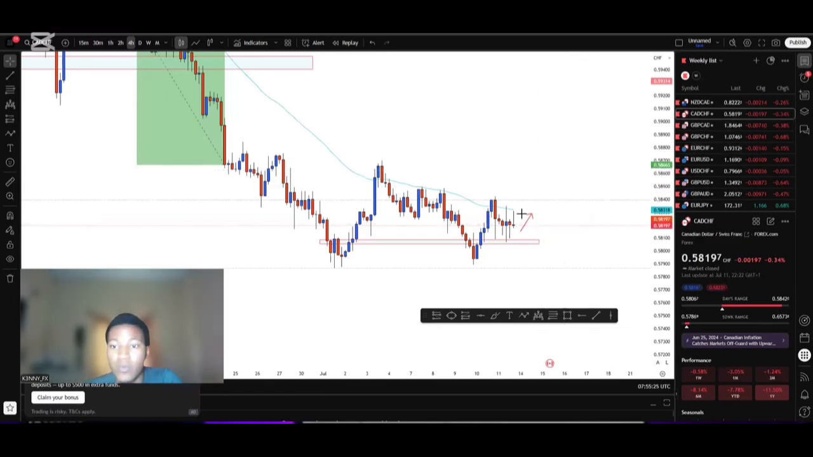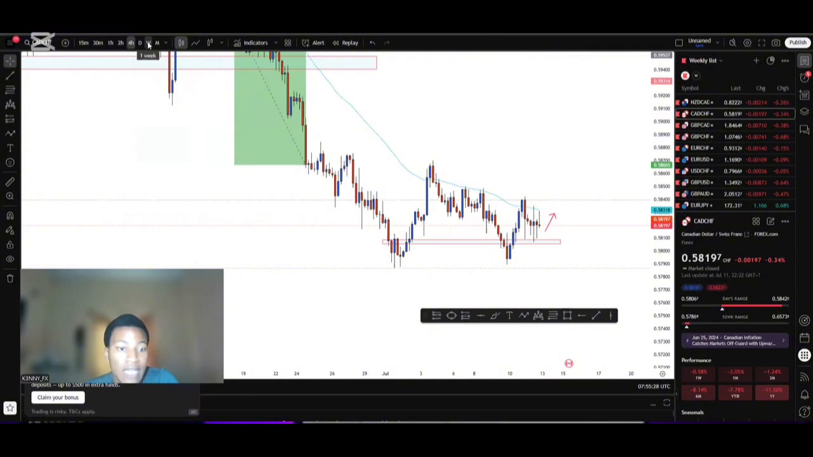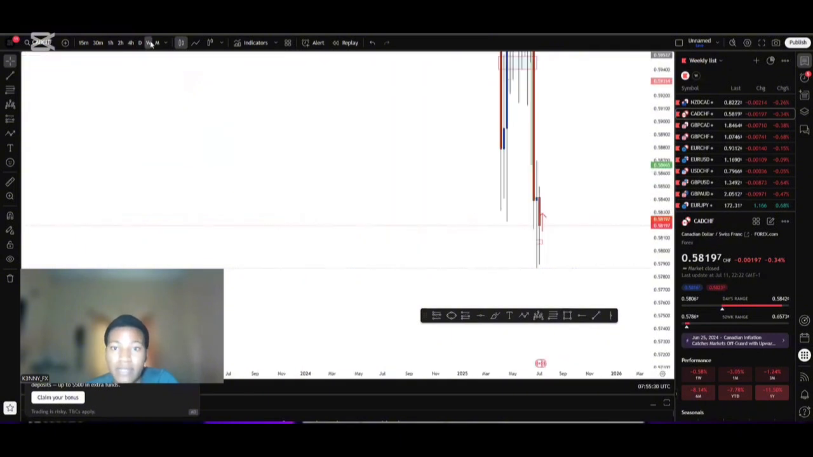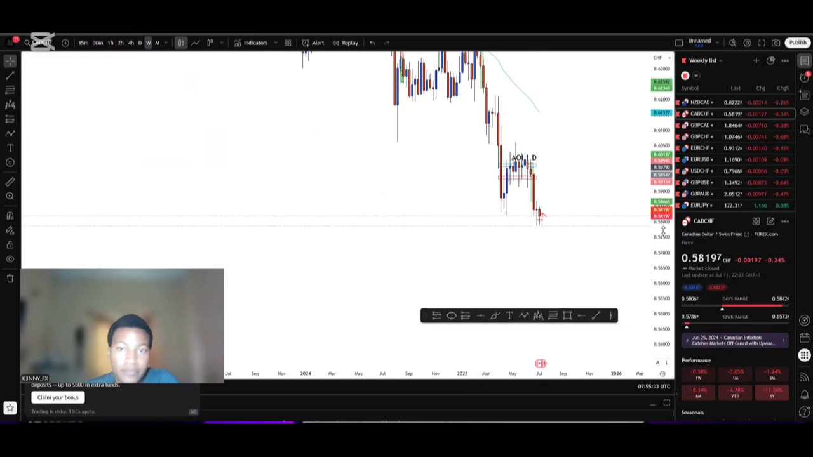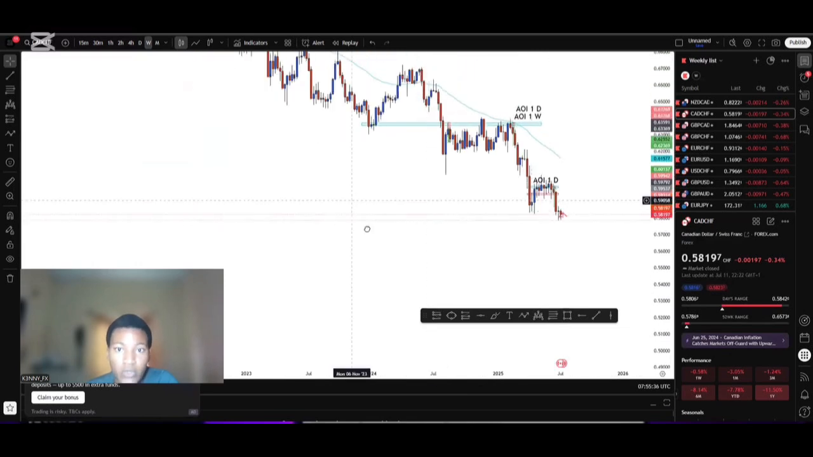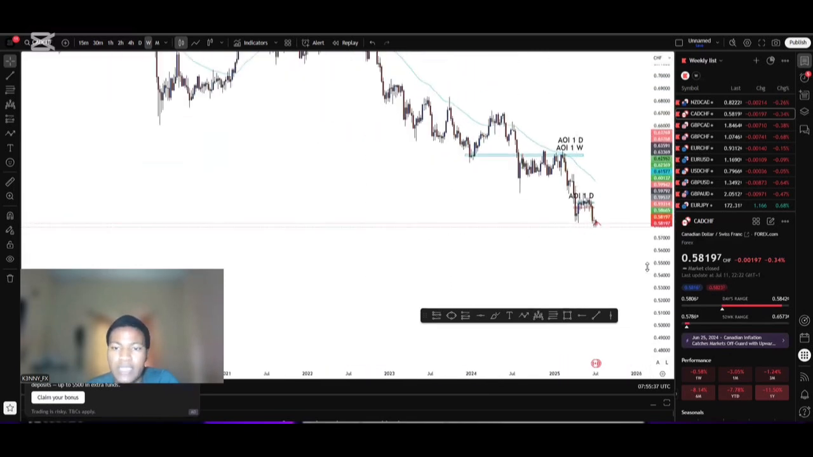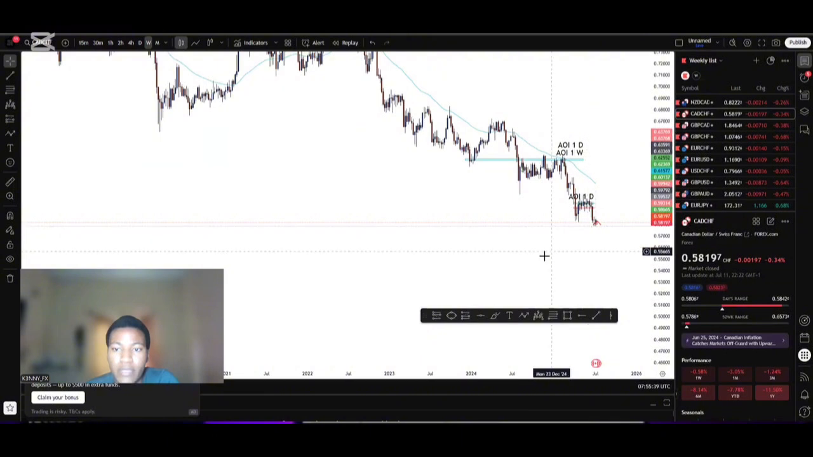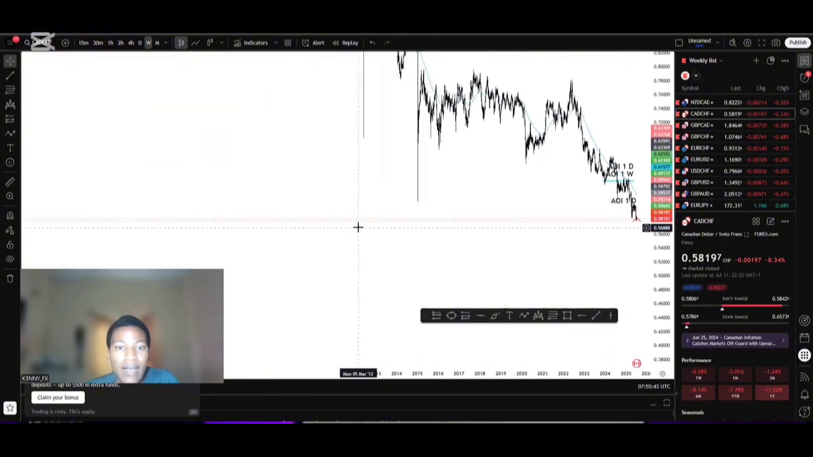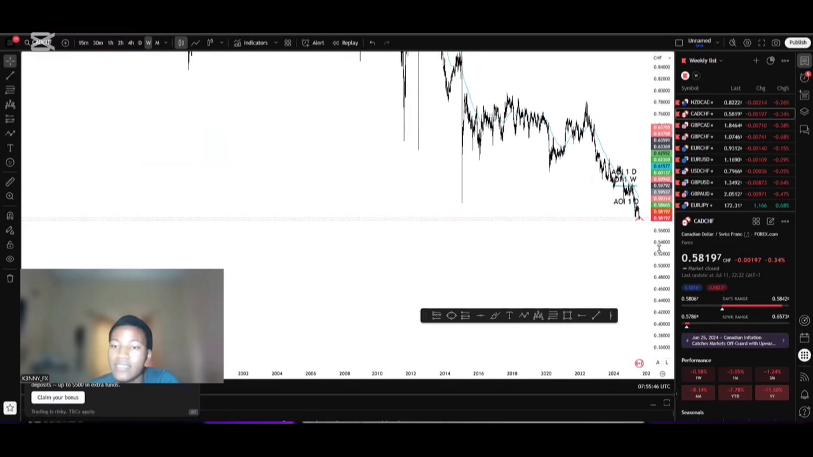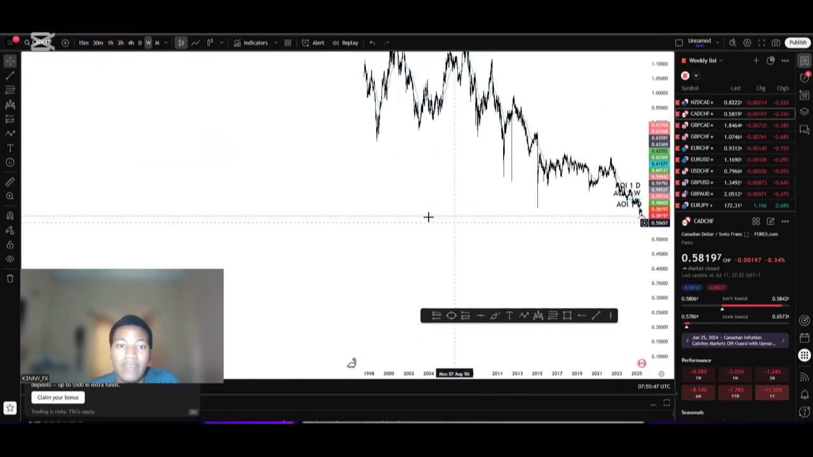So this one, we're off to CAD CHF. This is a very interesting pair, as I said. We go out to the weekly to see what's going on. On the weekly, as you can see, this point here is the lowest this price has ever been in the history of CAD CHF. The last time price was this low was 2015, and now it has broken the low.